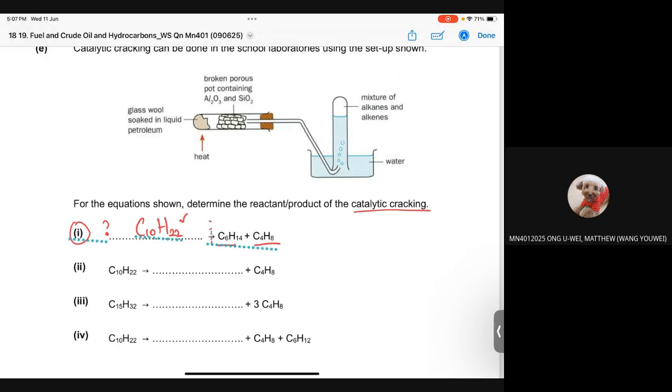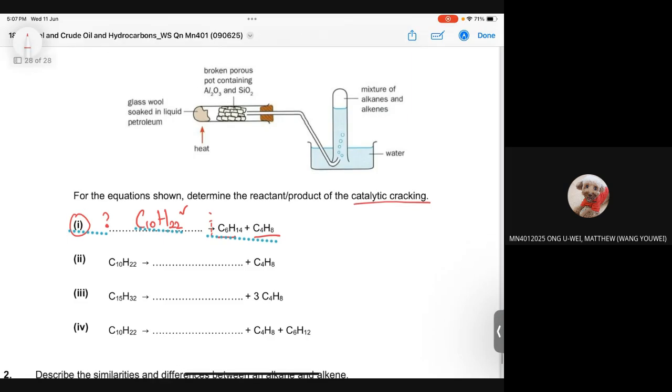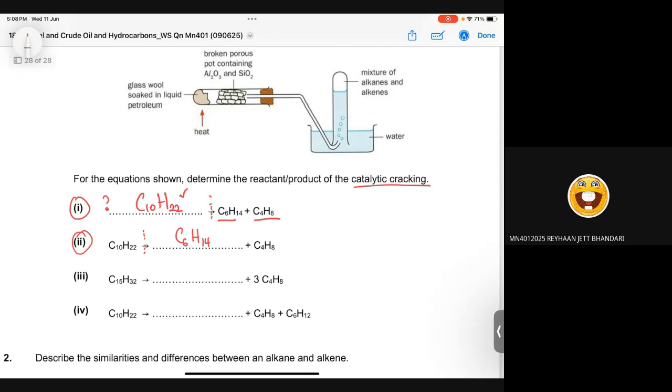So this is the kind of question that will come out. It's a bit of a chemical equation question, plus your understanding of what catalytic cracking actually is. Next one will be Rehan, the second one. C6H14. Realize questions 1 and 2 are exactly the same. Good. Next one, Ryan. Take note of these 3 over here.